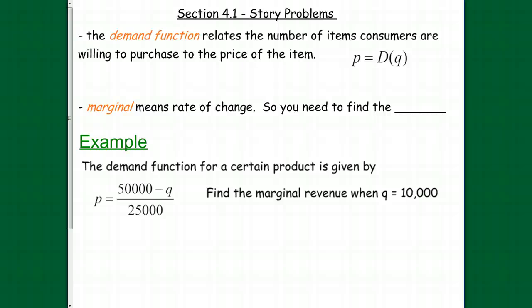Hello everybody. This is the third and final notes for section 4.1 calculus, talking about some ideas that you're going to see in story problems.